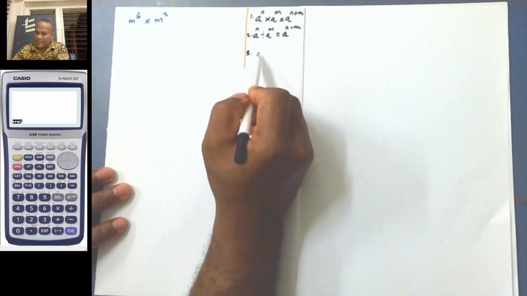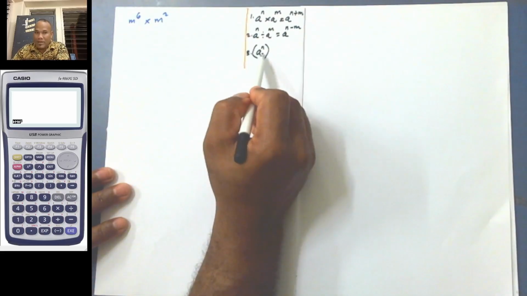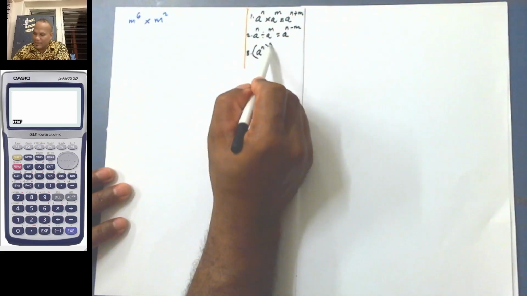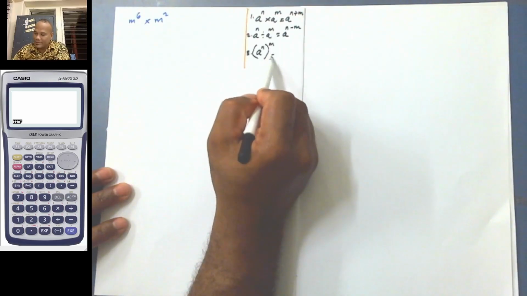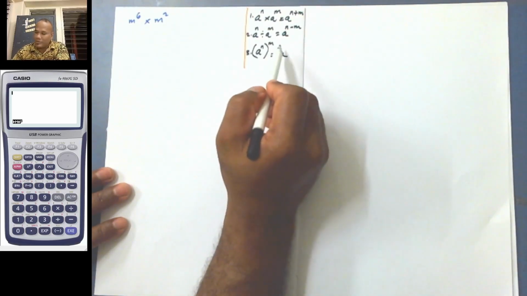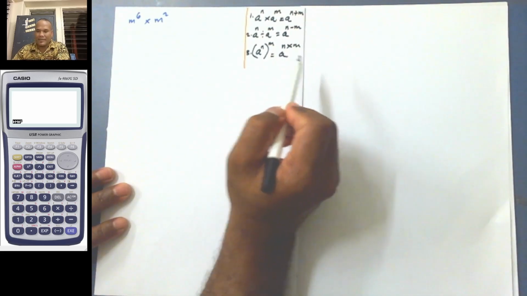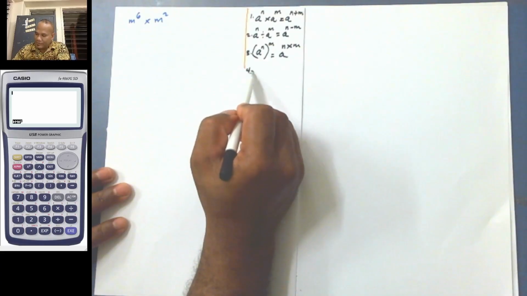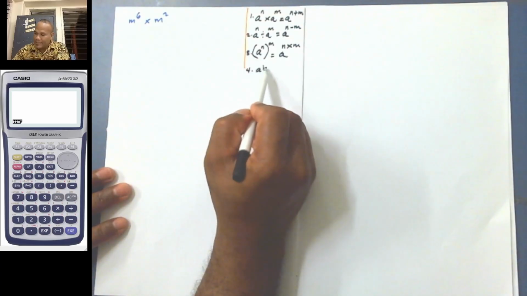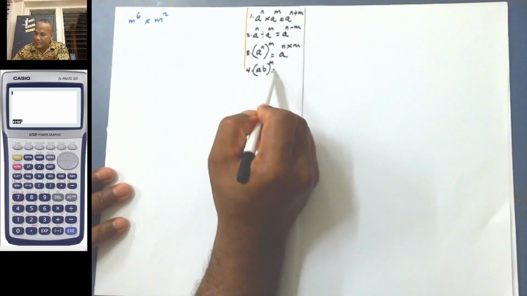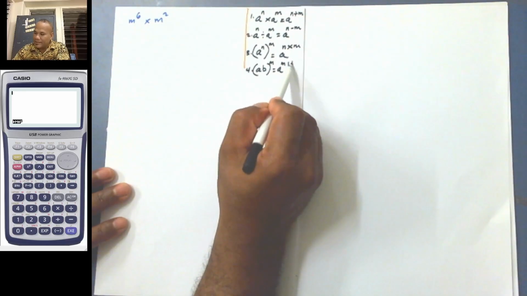The third law says a to the power of n, a power raised to another power, to the power of m. According to the law, we multiply the powers, n times m. And the fourth law says a times b, to the power of m, is equal to a to the power of m times b to the power of m.